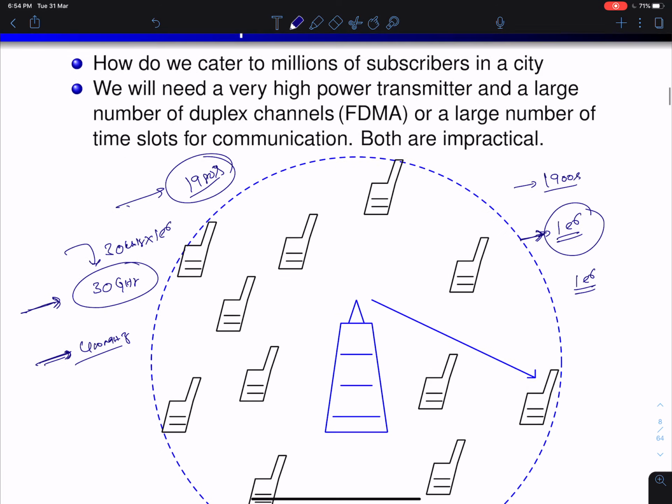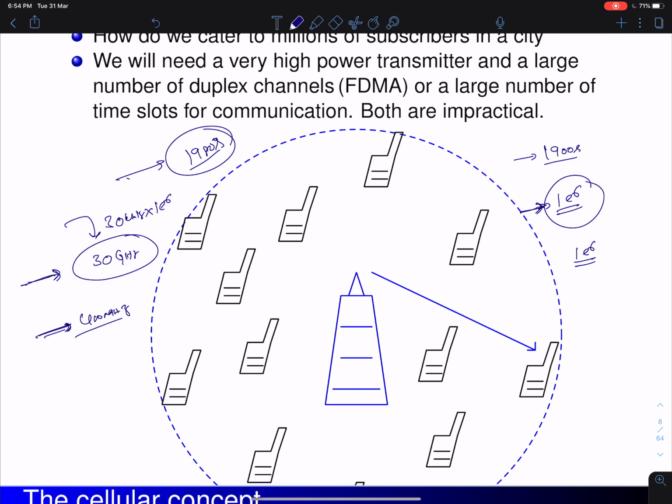Now this was the channel, and it was impossible to cater to so many people. So how do we solve it? Why did they think of this? Because radios were already operational in the cities.